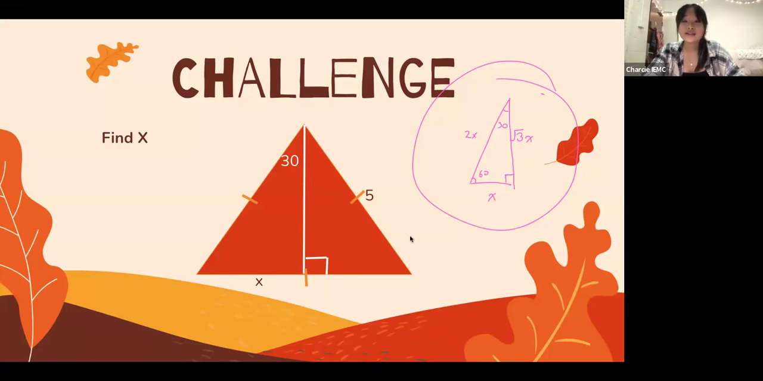So we know that 5 is the hypotenuse, and that's going to be 2x. So if 5 is 2x, to solve for x, we're going to have to divide 5 by 2. That means the bottom leg, or the shortest half of the base, is going to be 5 over 2, which is x. And then to get from there to the height of the triangle, we're going to have to multiply it by root 3.